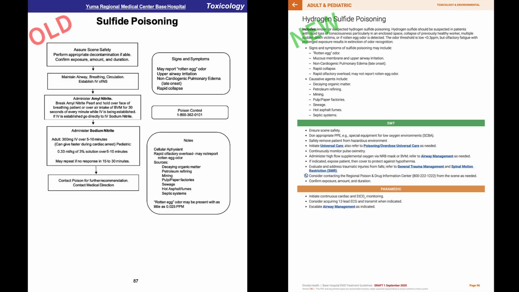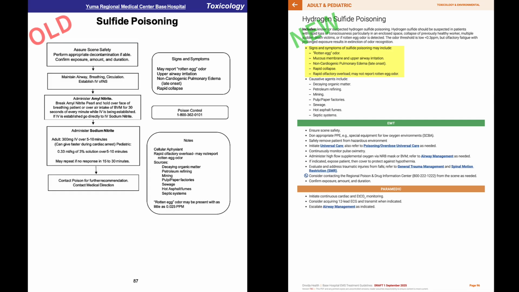The new version retains the hallmark symptoms you've seen before, including rotten egg odor, upper airway irritation, pulmonary edema, especially late onset, sudden collapse, sometimes of more than one victim, especially in enclosed spaces. It also reinforces a critical point. While hydrogen sulfide has a strong odor at very low concentrations, you can experience olfactory fatigue pretty quickly. This means that patients or you as a rescuer may lose the ability to detect the odor even as toxic exposure continues.